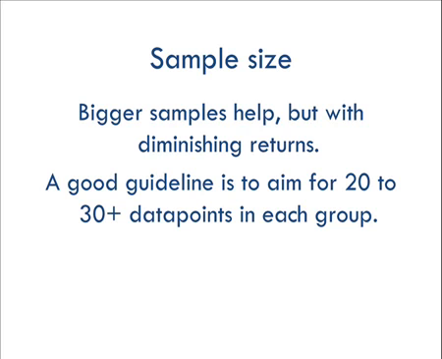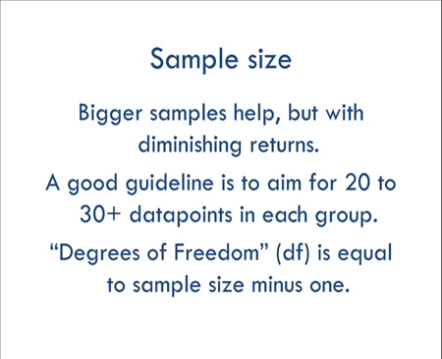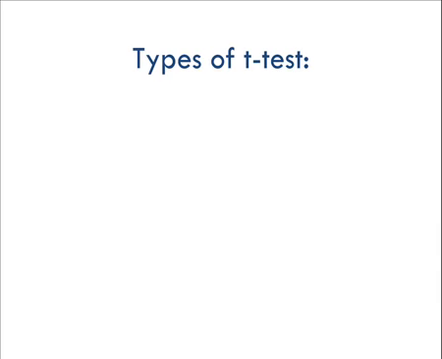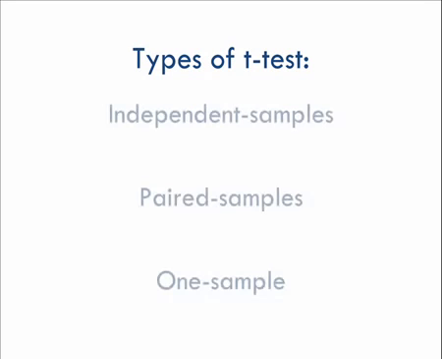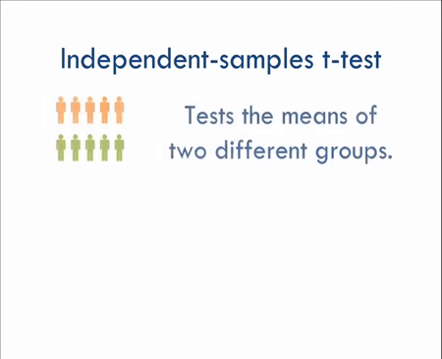Sample size is represented through a number called the degrees of freedom. For t-tests, the df is the sample size minus 1. There are three main types of t-test: the independent samples, the paired samples, and the one-sample test. The most common type is the independent samples t-test. This is when you have two different groups you want to compare. Our cholesterol experiment is an example of this type of test.